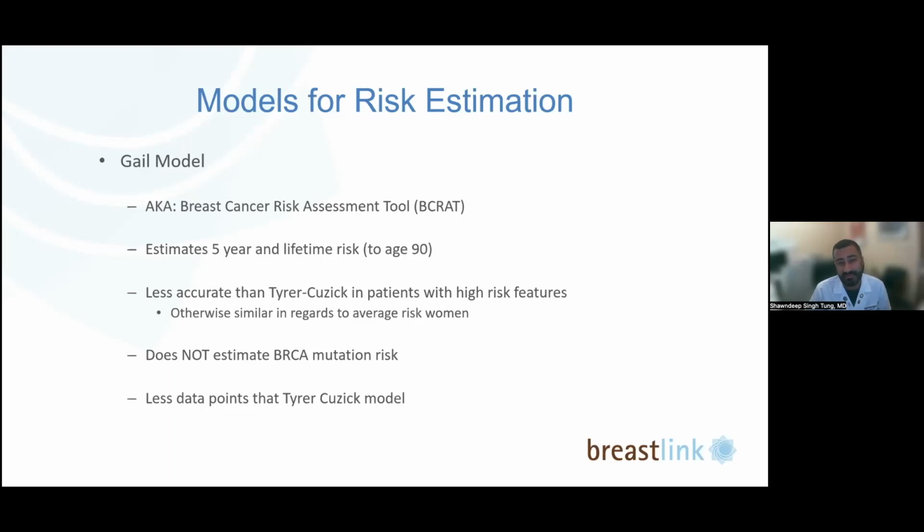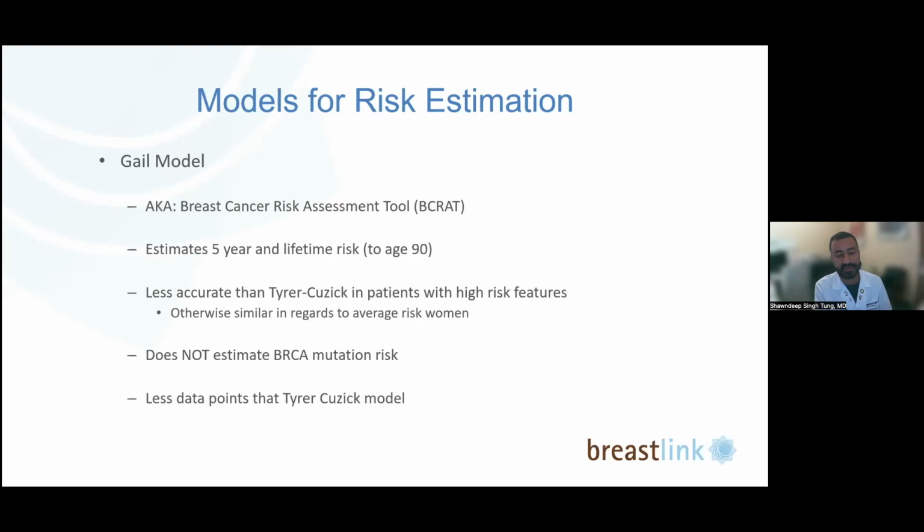However, for patients who have high risk features, such as maybe a previous biopsy or strong family history, the Gail model is not as accurate at predicting that lifetime risk. Otherwise, for patients who are at average risk, the Gail model is pretty much similar. It does not estimate the BRCA mutation risk, so that's another limitation that I don't like. And I also really don't like that it doesn't have as many data points as the Tyrer-Cuzick model. I think it's only about 7 data points that the Gail model uses. And I like to have more data points.